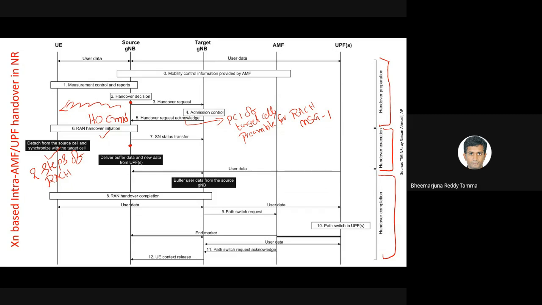So that way, even at step 2 itself, it is possible for you to start buffering the data. Yes, you can do it at any time after step 2. This is completely up to the implementation by the manufacturers, whoever is making the base station code.